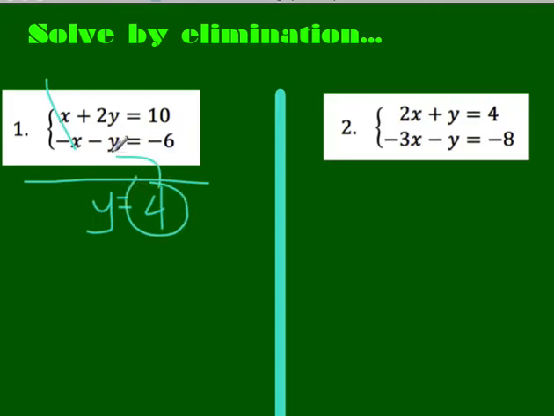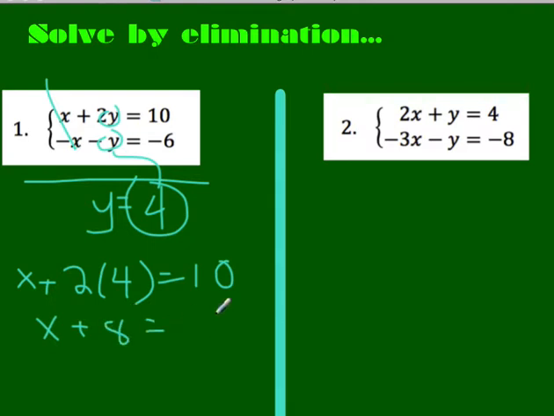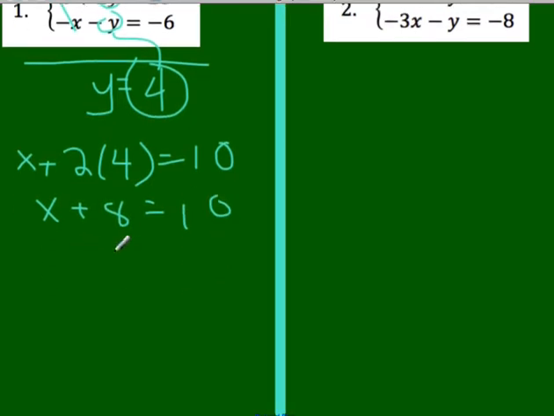So I can take that and put it in for either one of these y's. The choice is yours. One isn't really easier than the other, so you can pick. Let's just put it in the top one. I'm going to take y out completely, and instead of writing y, I'm going to put 4, because that's what y is equal to. And that's going to be equal to 10. So I have x plus 8 is equal to 10. Now I need to solve this for x. So I'm going to subtract 8 from both sides, and I get that x is equal to 10 minus 8, which is 2. So my x is equal to 2 and my y is equal to 4.